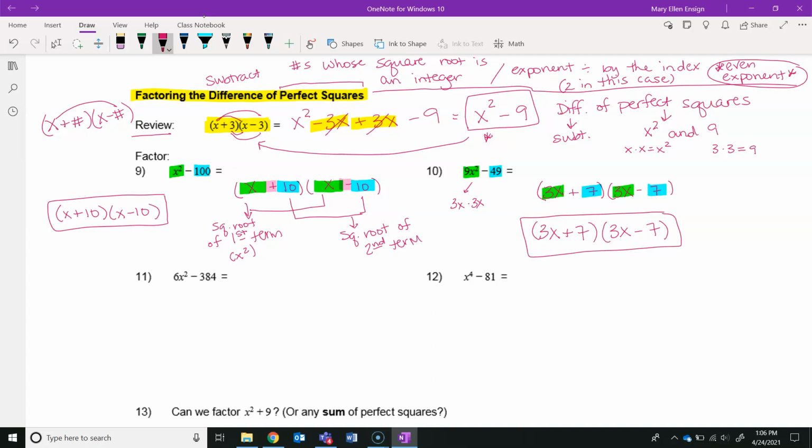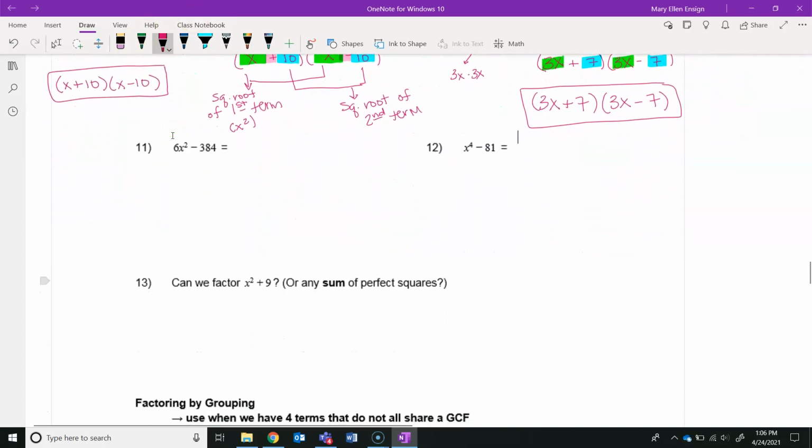Now if I check this again, you notice 3x times 3x gives me 9x squared. I have what seems sort of random in the middle. I have negative 21x and plus 21x. It doesn't matter that 21 doesn't show up anywhere else. It's just because it cancels out, right? So it doesn't matter. And then 7 times negative 7 is negative 49. Okay, let's look at the next one.